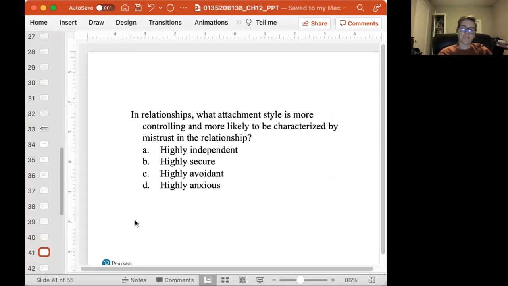In relationships, what attachment style is more controlling and more likely to be characterized by mistrust in the relationship? Highly independent, highly secure, highly avoidant, or highly anxious?